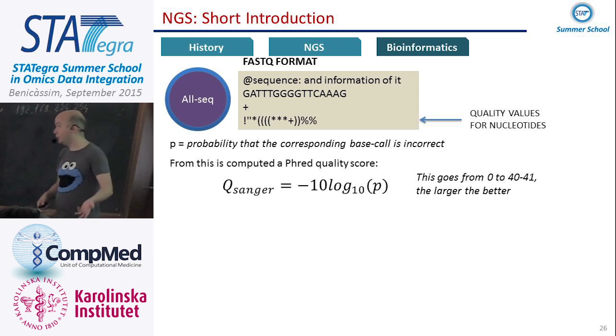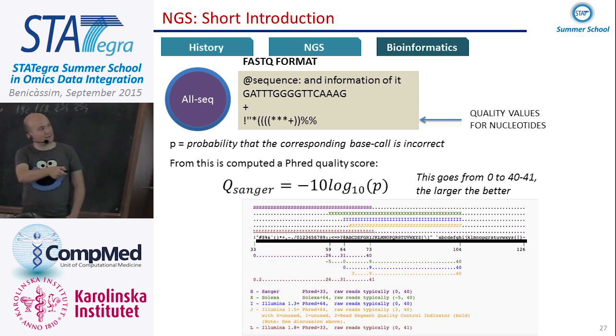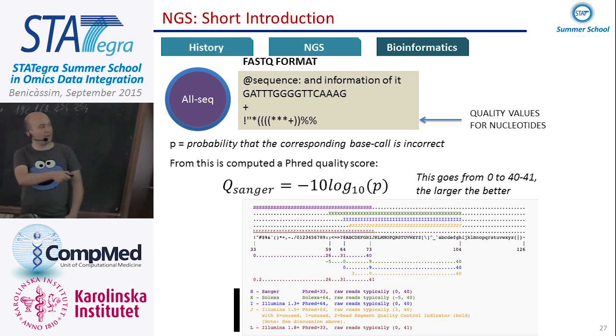Why? Because if we have a quality of 2, it means it's quite likely that this is not a real T, or is not a G, or we are not really sure what it is. The problem is the way to encode these numbers. We don't keep the decimals, we go into the integers, 0 to 40, 41, into letters. Imagine this alphabet. We have different ways of doing that. The original Sanger, the Solexa, then Illumina changed from time to time, and the last version is actually going back to Phred plus 33.